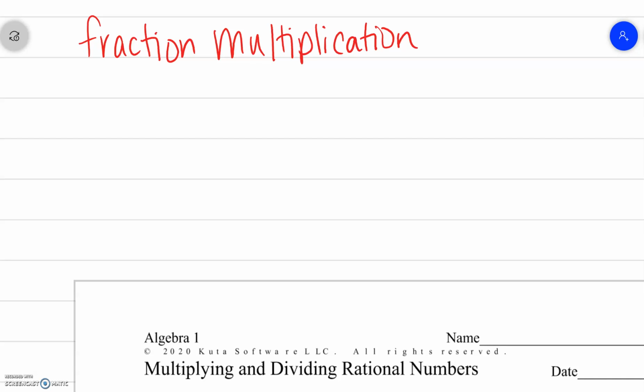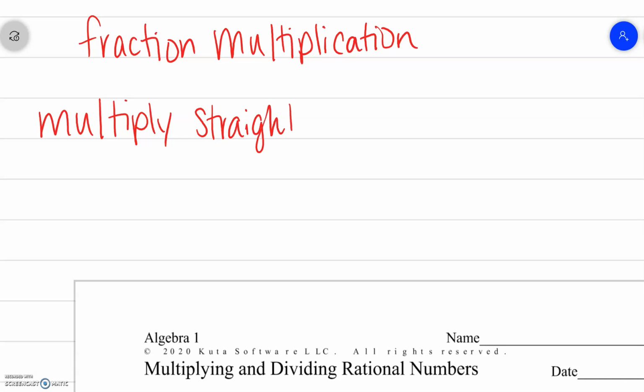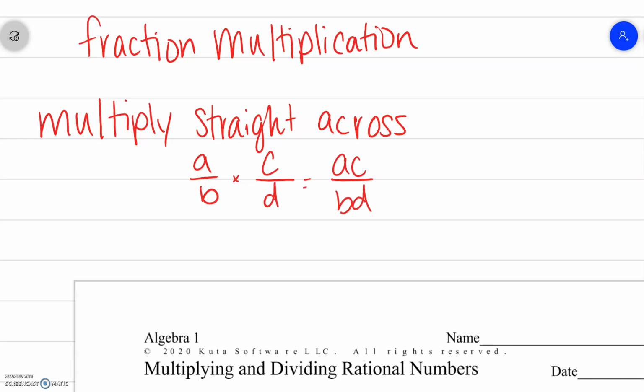we multiply straight across, or in fancy mathematical terms, we multiply the numerators together and the denominators together. So for an example, if we have a over b times c over d, the result would be a times c over b times d.